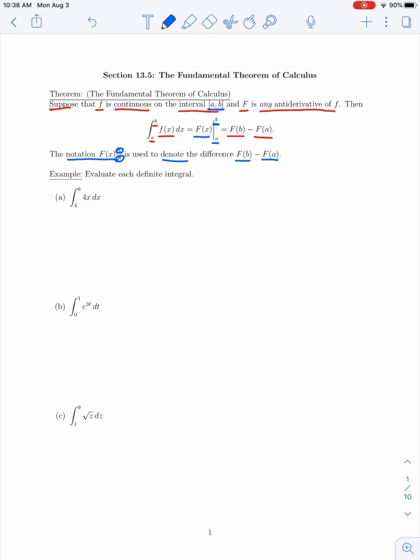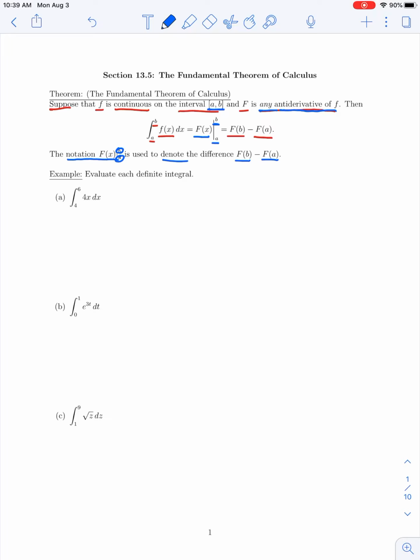at the lower endpoint. So instead of having to evaluate these definite integrals using Riemann sums, or the limit of a Riemann sum, this fundamental theorem of calculus says all we need to do is find any antiderivative of the function f, and then evaluate it at the endpoints of our interval. So let's look at some examples of this. In our next example, we're asked to evaluate a given definite integral.